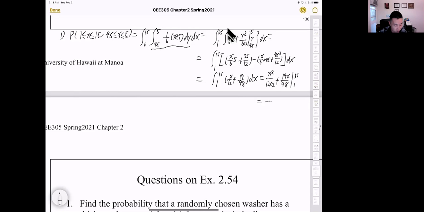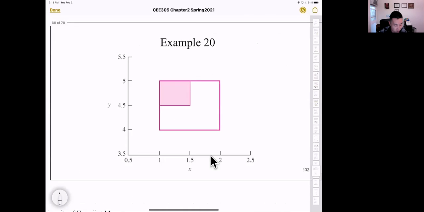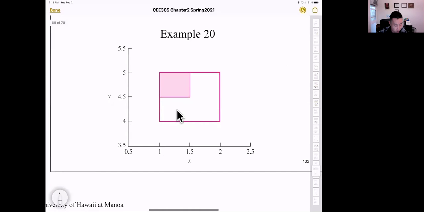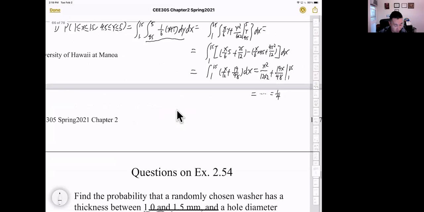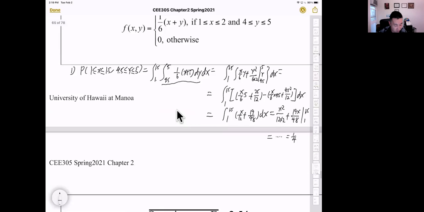So the final answer for this part is 25%. You can see from here that the probability is the pink area, which is 25% of the whole rectangle. As we can calculate from here, there is a 0.25, or 25%, chance within that range.